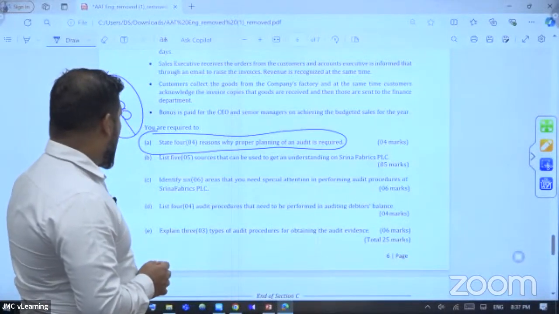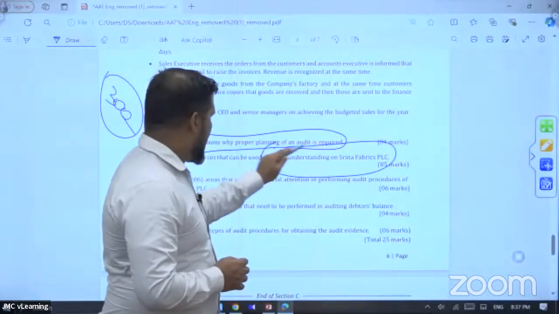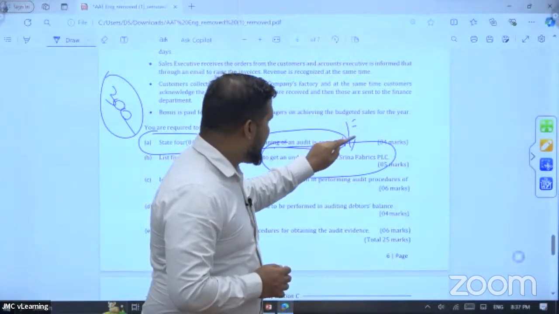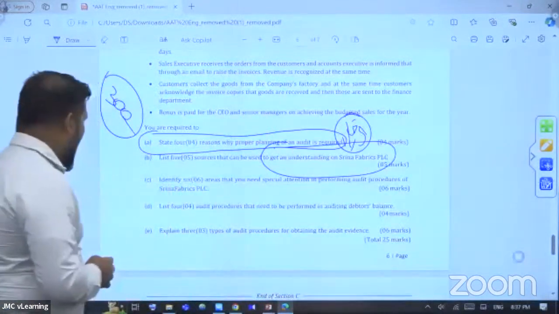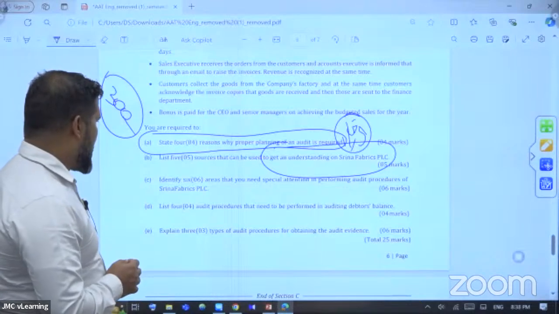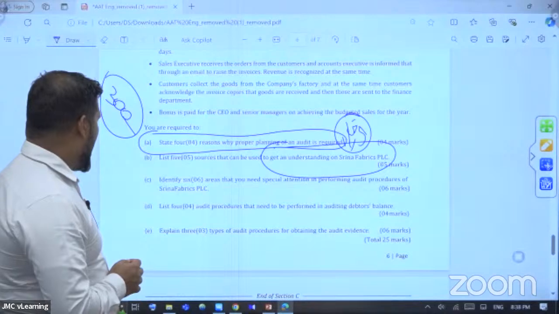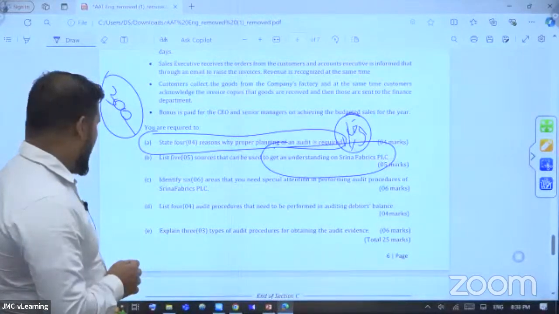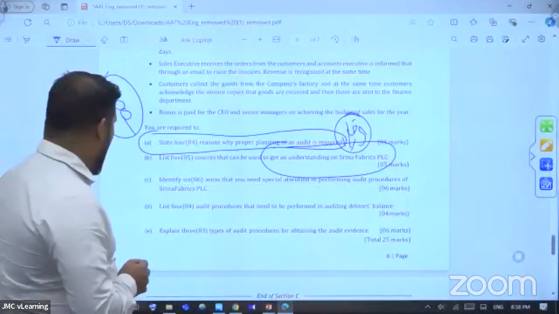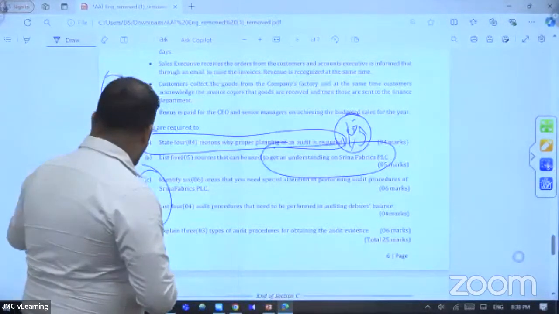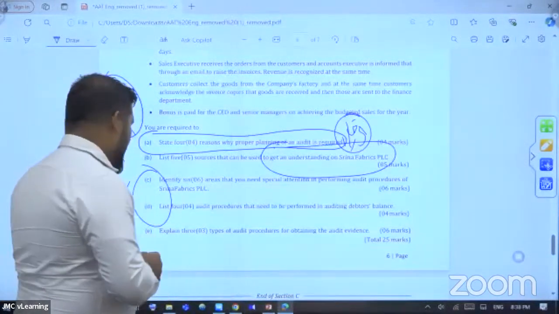Okay, list 5 sources used to get an understanding of Sri Lanka Fabric PLC. They are going to test SLOS 315, knowledge of the business. Identify 6 areas that need special attention in performing the audit procedures on Sri Lanka Fabric PLC. List 4 audit procedures to be performed when auditing the debtors balance. So here they are going to talk about audit evidence and the procedures.